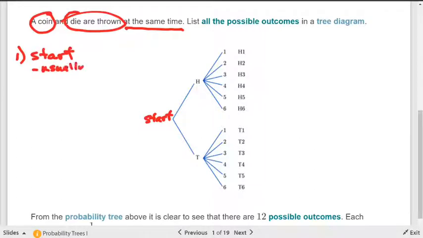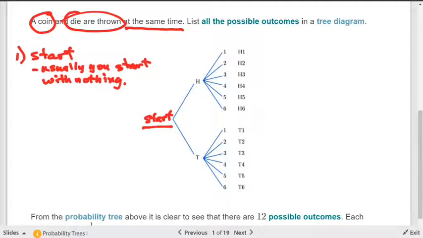Usually, you start with nothing. I haven't tossed the coin yet. I haven't rolled the die yet. I haven't done anything yet, right? And in that case, you just write the word start.